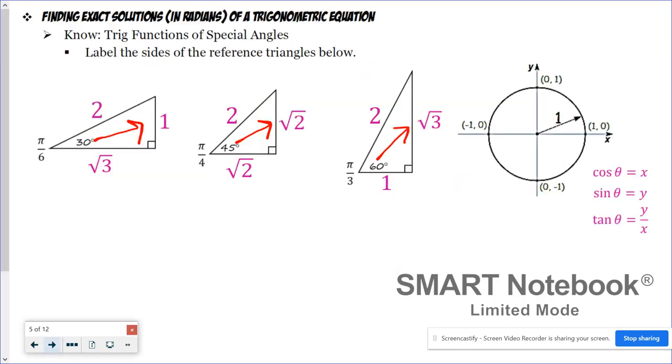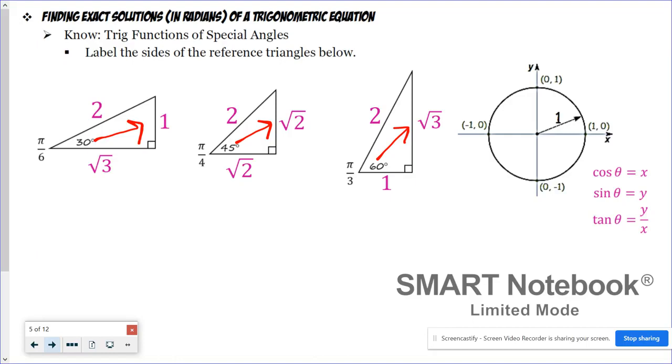So we need to ask ourselves, what quadrant is my answer in? We need to know what our reference triangle is, and then we can find our answer angle. Now I want you to be aware of zeros and ones, because if you encounter a 0 and a 1, you're at a quadrantal angle.